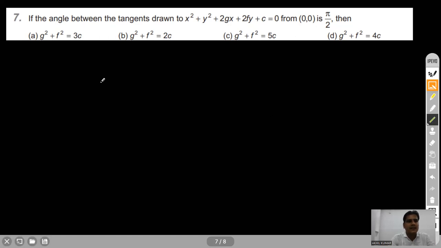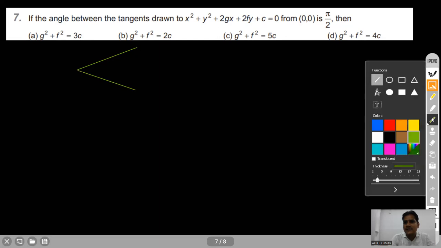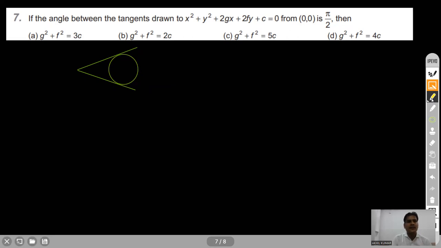So it is like, I am drawing tangent first, then I will put one circle here. So if the angle between the tangents drawn to, this is our circle, general circle only, x square plus y square plus 2gx plus 2fy plus c equal to 0 from 0 comma 0. So this is our origin. We have made a pair of tangents from the origin, whose coordinates are 0 comma 0. This angle is given to be pi by 2, right?